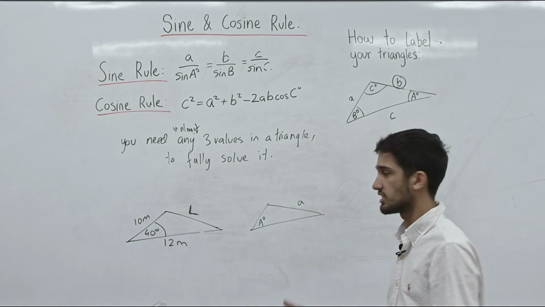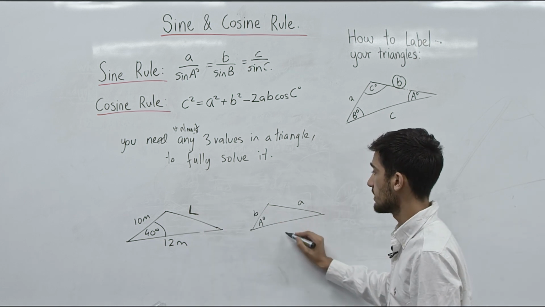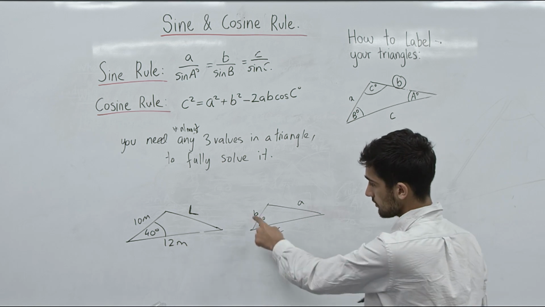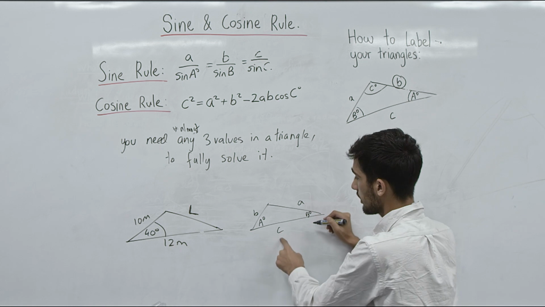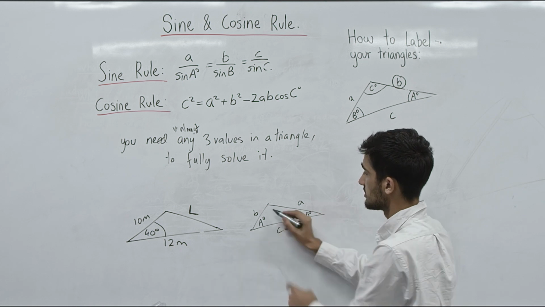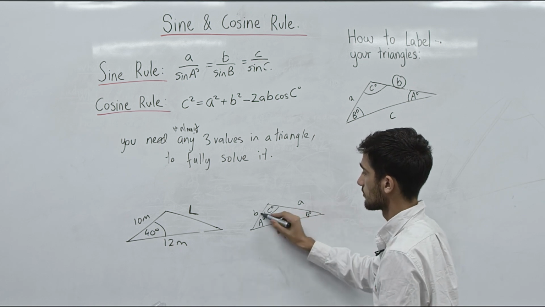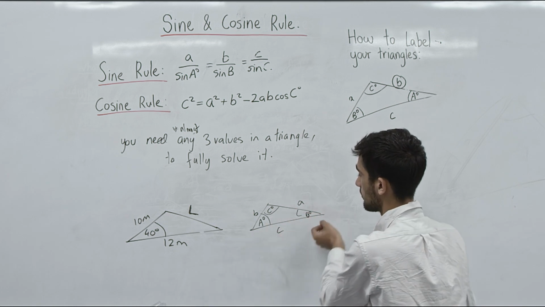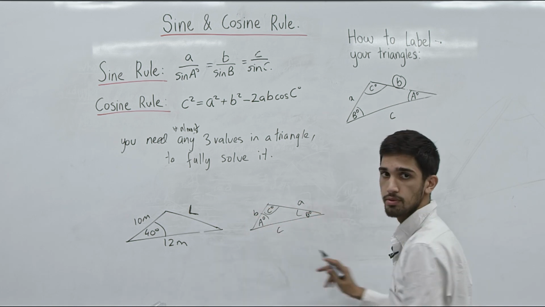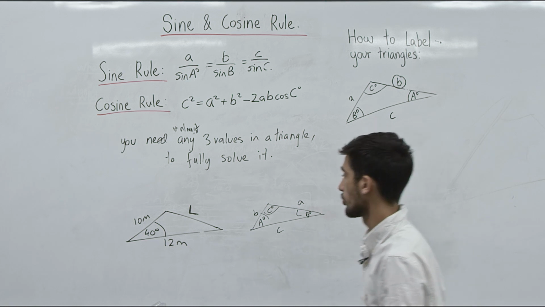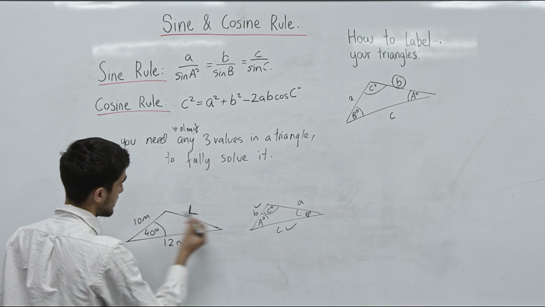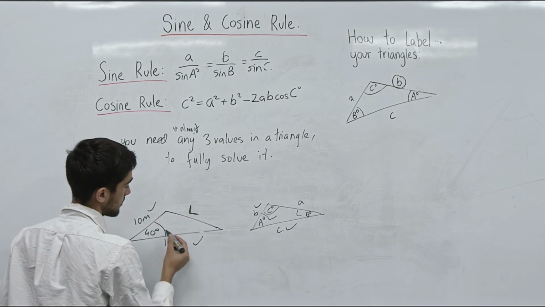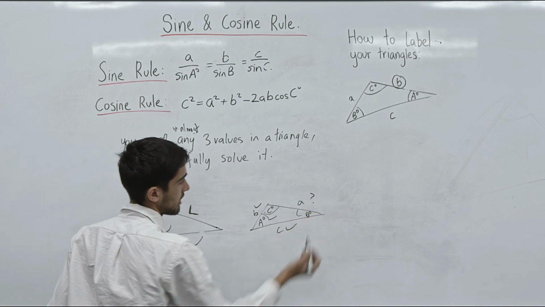And then B and C doesn't matter. We can call this the side B, this is side C. If this is the side B, then this is the angle B. If this is the side C, then this is the angle C, because they open up to their respective matching letter. So what do we know? We know C, we know B, and we know angle A, and we're trying to find the length A.